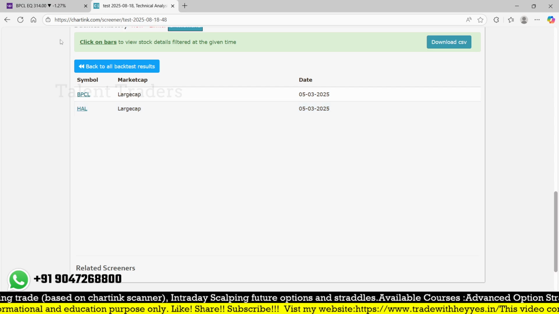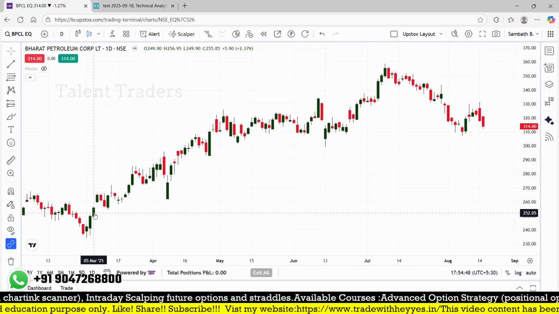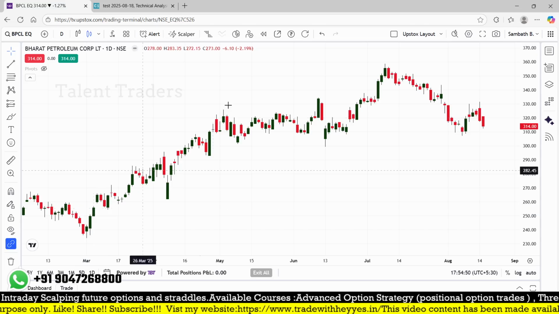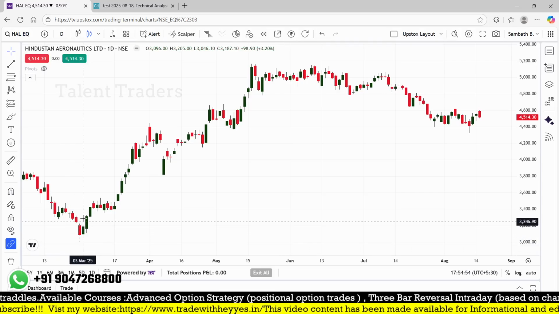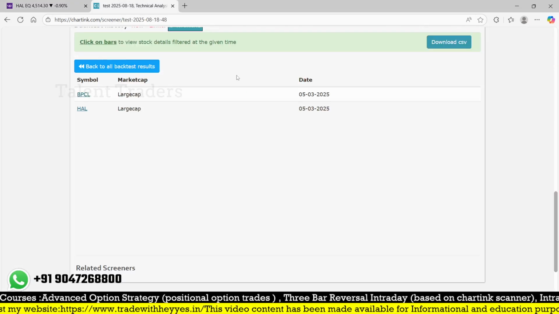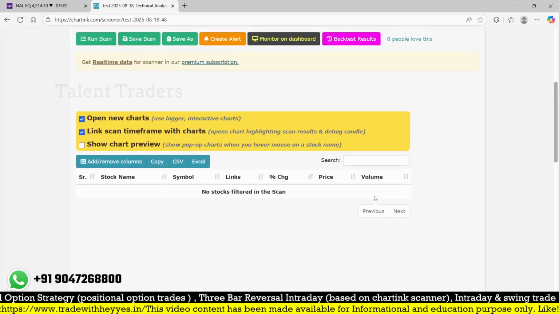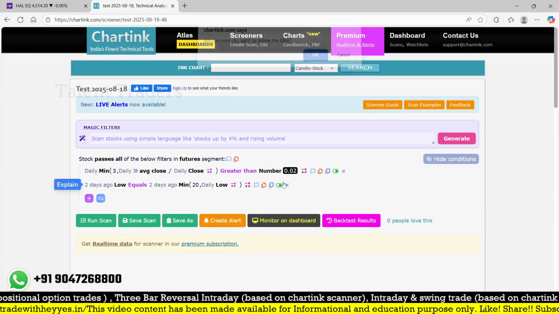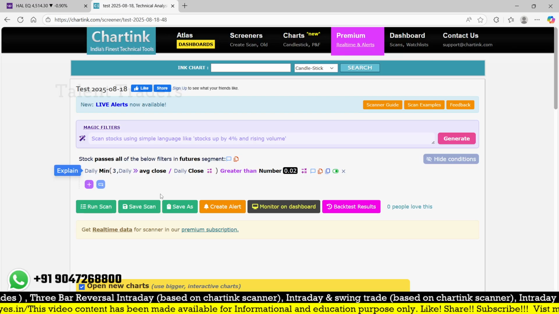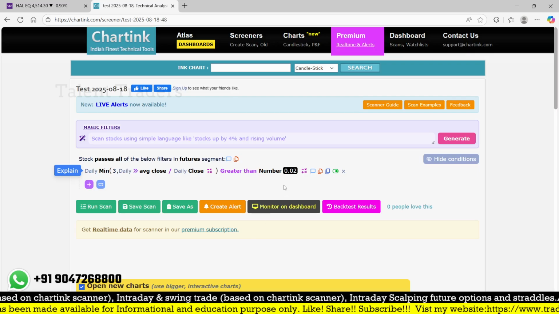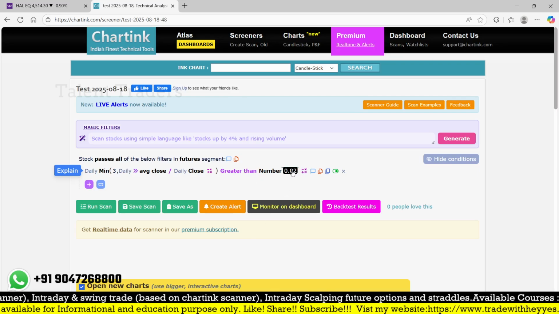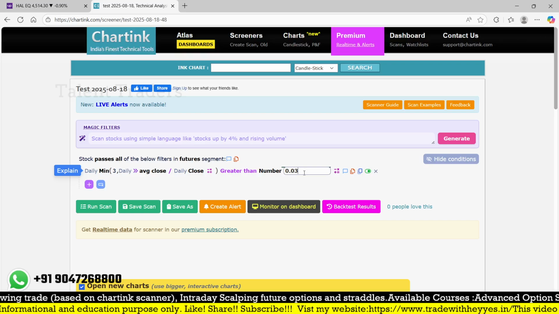BPCL, HAL. I think this is 5th March, and that has also moved. And at the same point HAL forms such a pattern. So here this is the 5th March. After that we don't have many more stocks. Maybe it will help you find swing opportunities. But the logic which we are using to find consecutive 3 days higher with some percentage condition, this code will help you. So you can change here how much percentage you want.